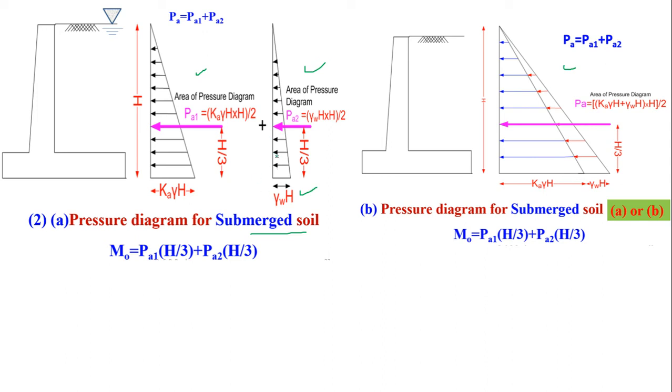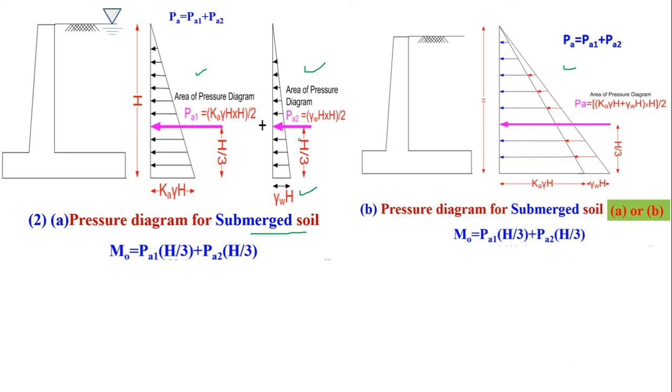Because the water pressure distribution diagram is there, it is the unit weight of water into H. Again, if you find the area of this triangle, half base into height, we get Pa2. Again the position of both is the same, because the water level is at the top. If the water level is in between, then the height of this pressure distribution diagram is going to change. That case is also there, and we are going to study it in the next slide.